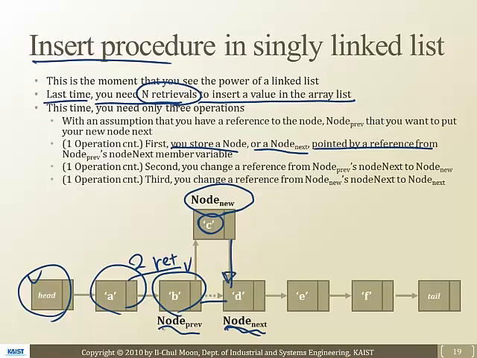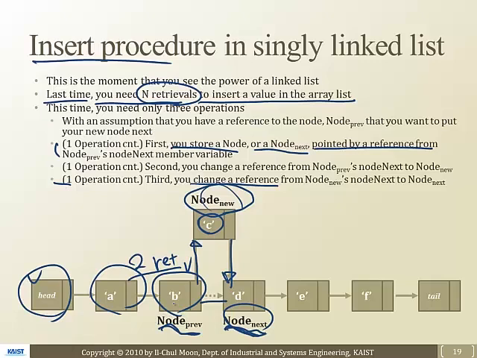And then second, this node prev, its next node is pointing at node next, and we are going to call this set next node method, and we are going to set the next node to the node new, right? Okay. And then third, you change the reference of node new to the node next. If you did that already in the first operation, then you don't have to do that in this third operation. So it's just 2 or 3 operations to insert it.